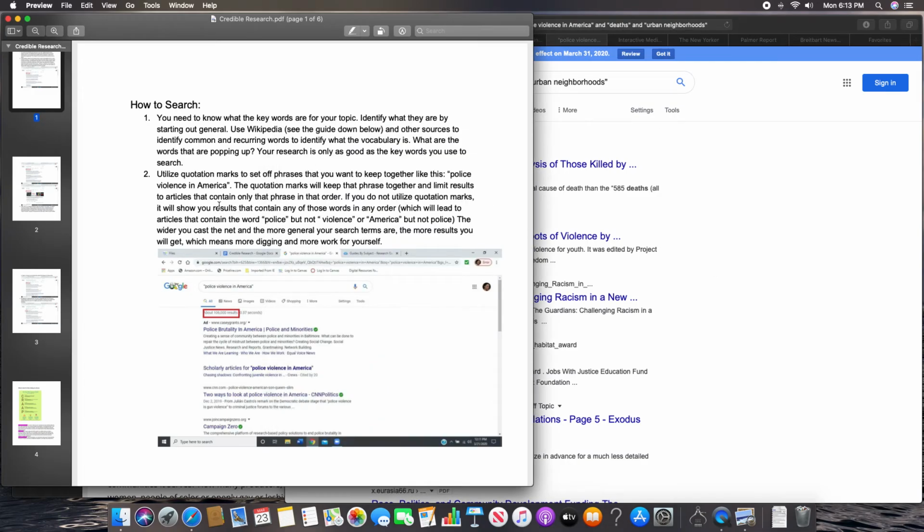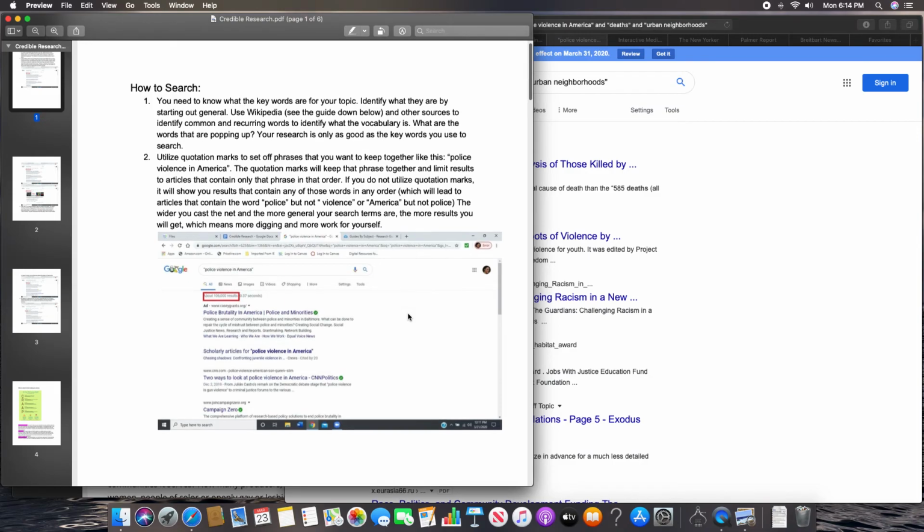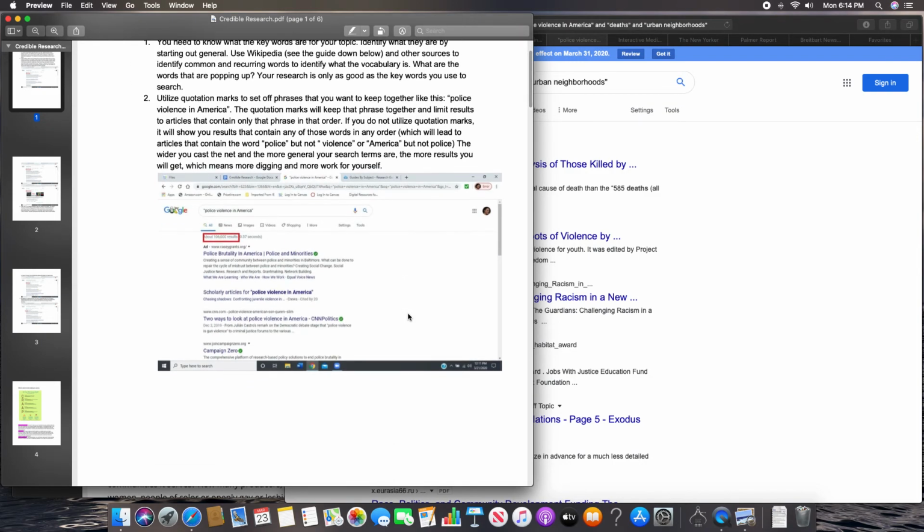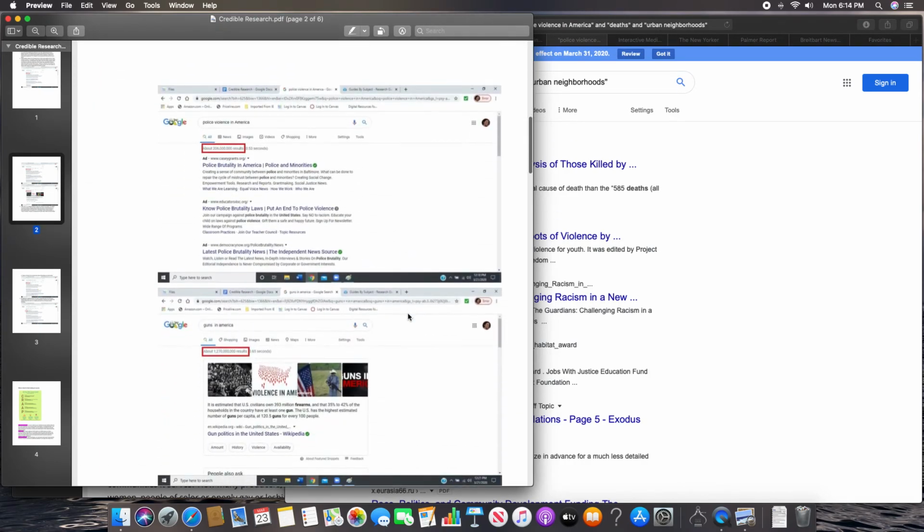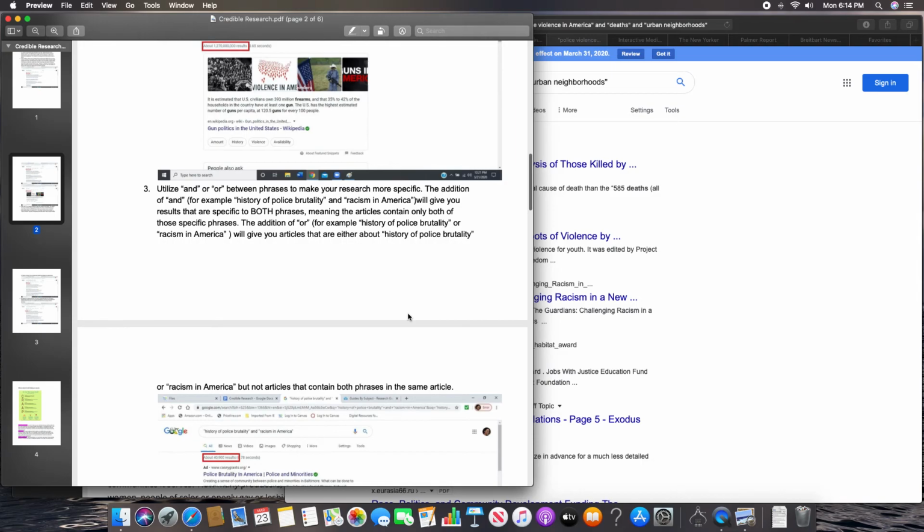All right, so using quotation marks and the word and in between, this will lead you to articles that contain those phrases and just those specific phrases and all of those phrases. If you use or, it's going to give you either this phrase or this phrase, but not the phrases together, which can get a little bit more confusing. Okay, so the more general your search terms are, the more results you're going to get, which means more digging and more work for yourself, which is what we want to try to prevent here.